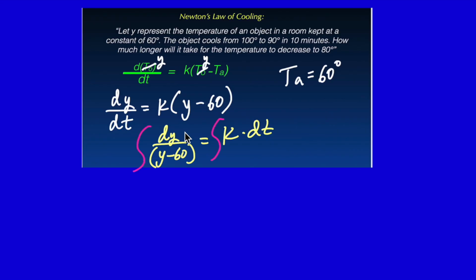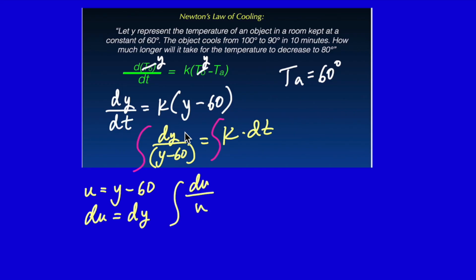On the left side, we're going to end up letting u equal Y minus 60. du is going to equal dy. We're then going to rewrite the integral as du over u. That du was dy. And when we integrate that, we're going to have the natural log of the absolute value of u, and then we're going to back substitute and put back Y minus 60, as an absolute value.